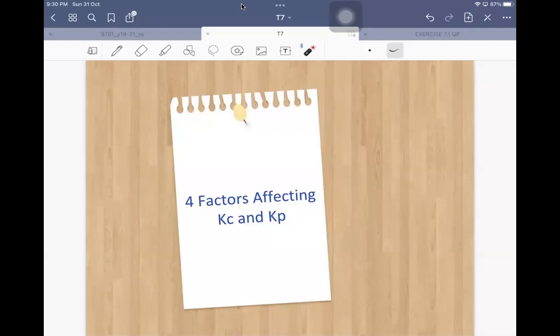Today we're going to continue with your topic 7, equilibrium. And our next section is factors affecting Kc and Kp. So you have already covered equilibrium constants in terms of concentration, Kc, and in terms of partial pressure, Kp. At the start of this section, I have mentioned that there are some factors that don't affect the change in Kc and Kp value.